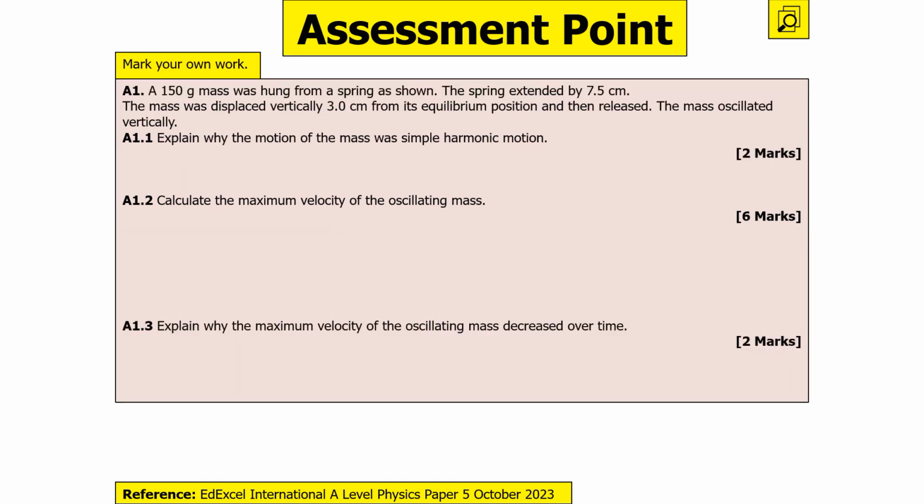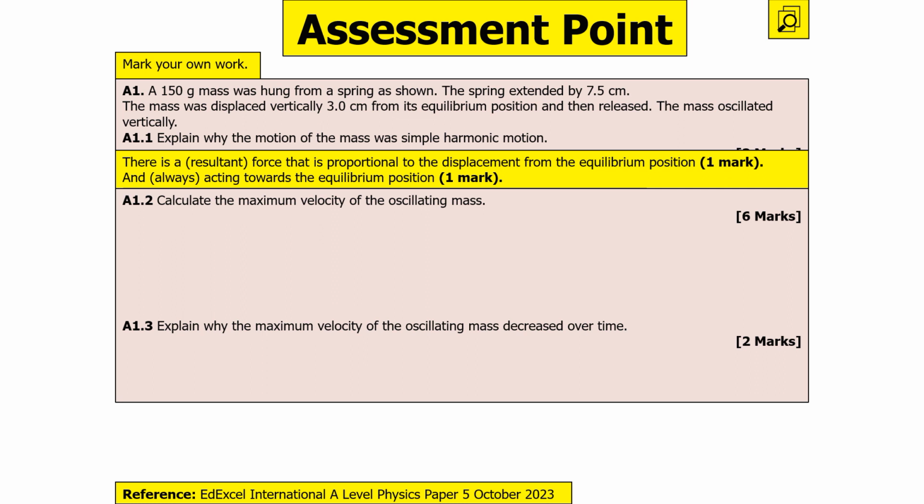Right, in this first one, what's the 2 conditions? The resultant force is always proportional to the displacement from equilibrium, and it always acts towards equilibrium.